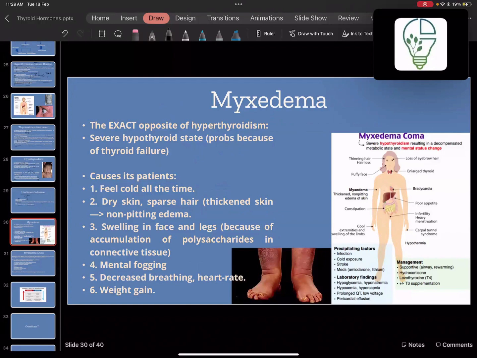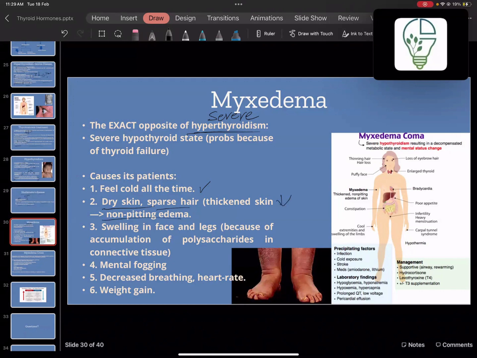Okay, now we're reaching the last part, which is myxedema. So myxedema is severe hypothyroidism. It's the opposite of hyperthyroidism, and this is what it's going to present as. They feel cold. We said in hyperthyroidism they feel hot all the time. Here they feel cold. They have dry skin and sparse hair, because we said the thyroid gland is needed for skin turnover and for hair follicles. So it's just going to be decreased overall.